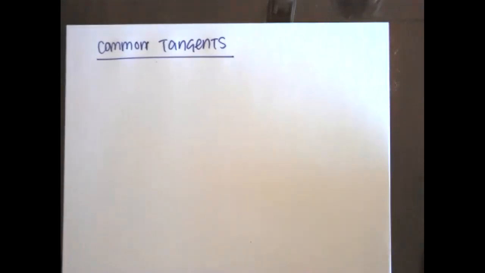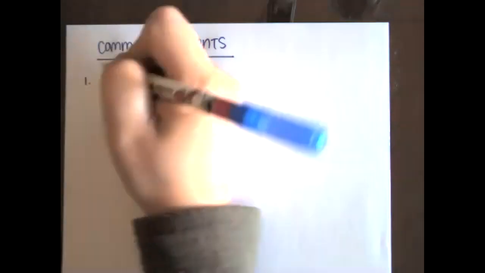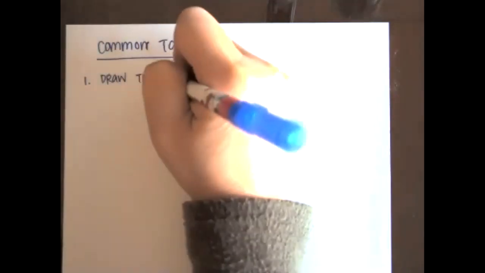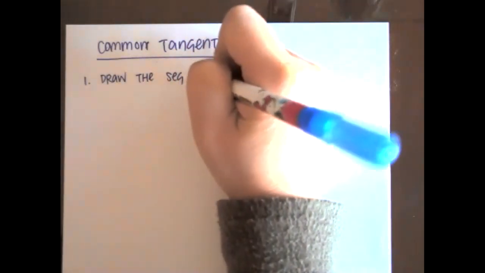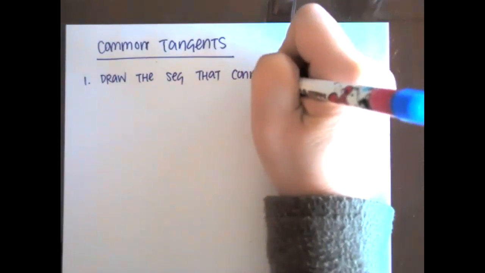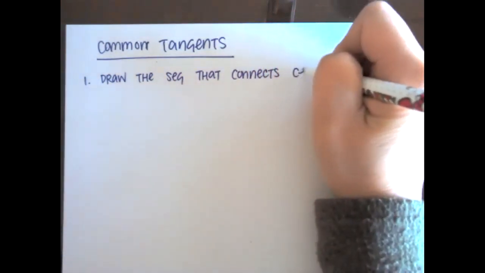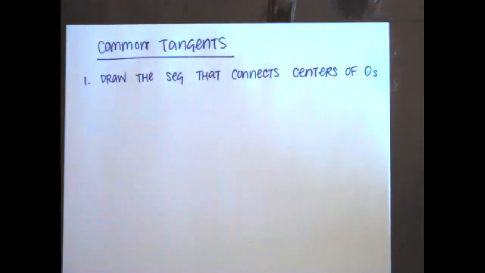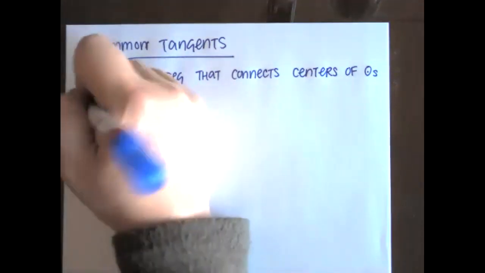Okay, so there is a way to find these common tangents. It does seem a little weird and awkward in the beginning, but as you keep doing it, it does get a little easier. So I'm just going to write some guidelines. So draw the segment that connects the centers of the circles. Remember, a common tangent is a line that is tangent to two circles.